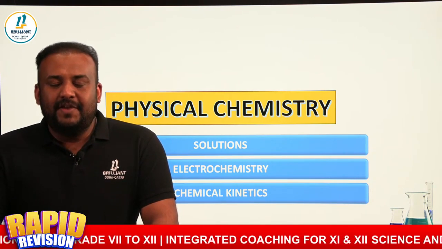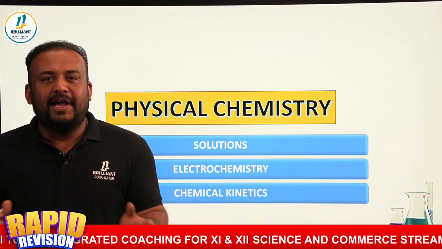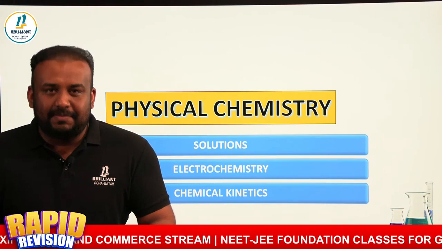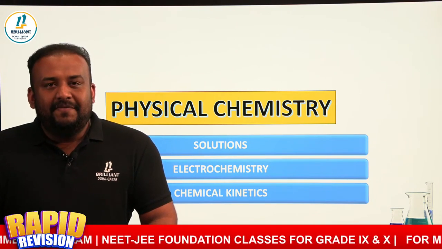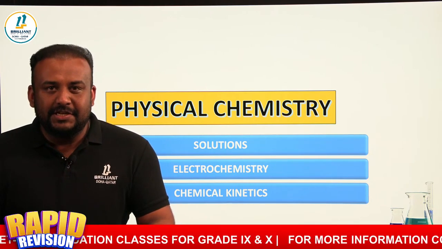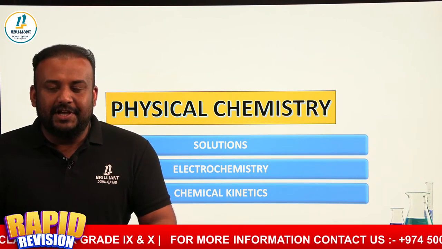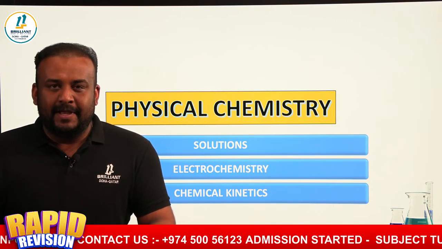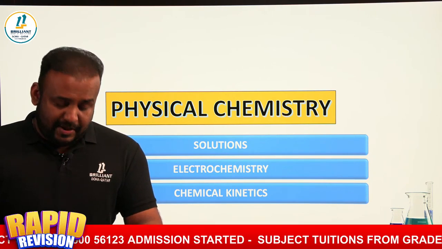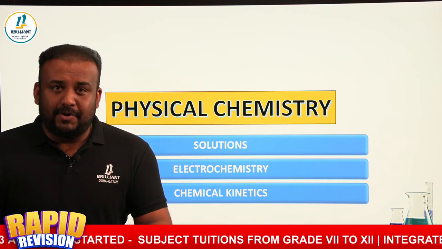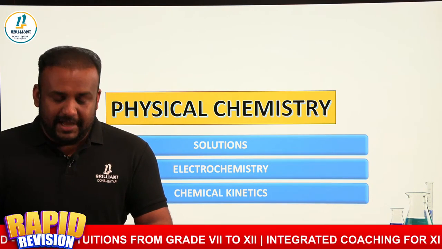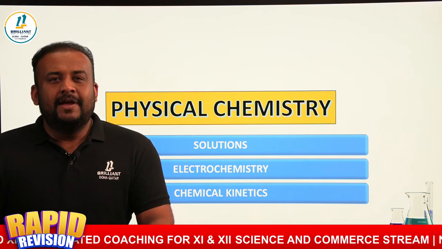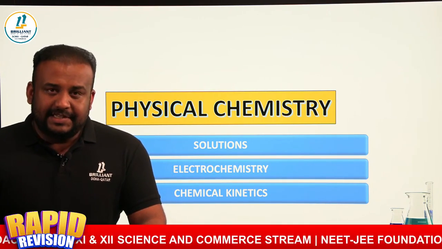Today, we are going to have a quick recap of the physical chemistry unit, which comprises three chapters. I believe yesterday you all had a wonderful session of four chapters of organic chemistry, and you all are very confident about those four. Now, we are going ahead with the discussion of three important physical chemistry chapters, namely solutions, electrochemistry, and chemical kinetics.